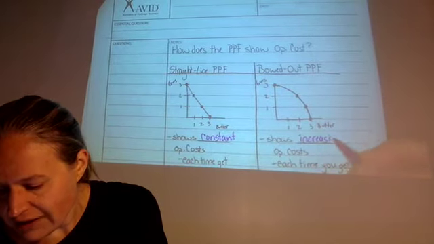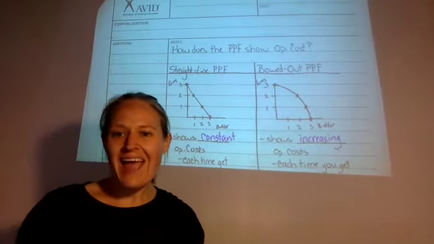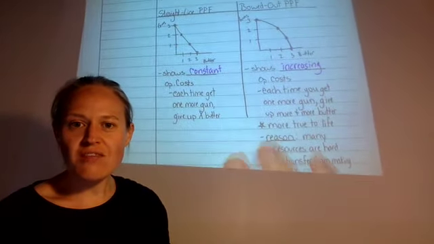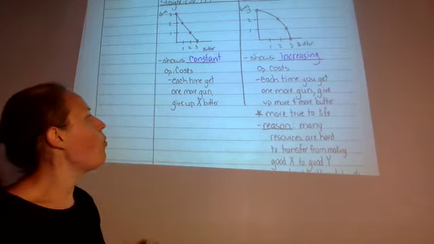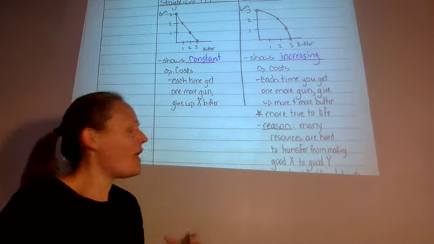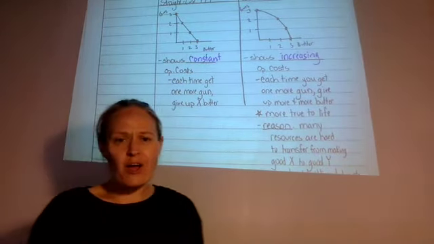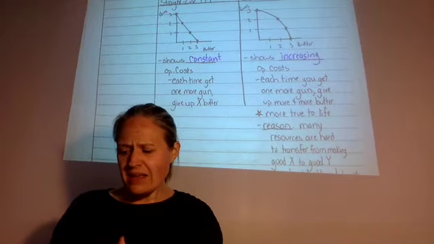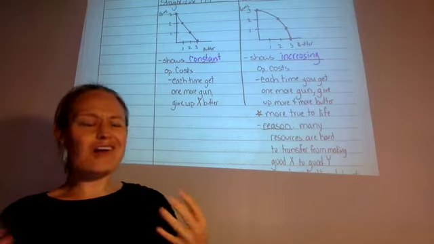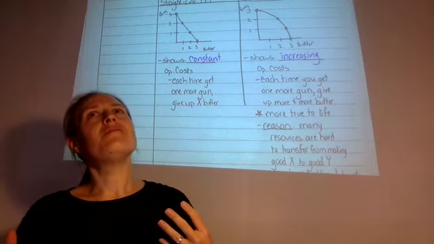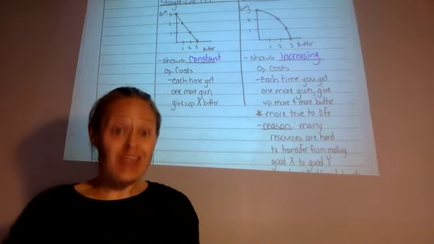And then the bowed out PPF shows increasing opportunity costs. Increasing. And like the last video showed us, this is more true to life. It shows that each time you get 1 more gun, you have to give up more and more butter. That means that some of our resources just aren't good at doing certain things, right?